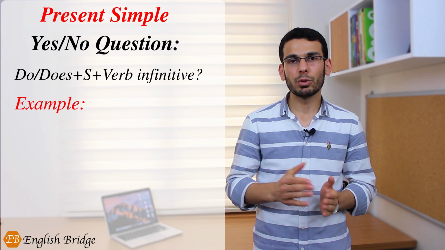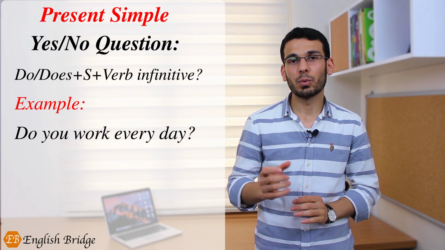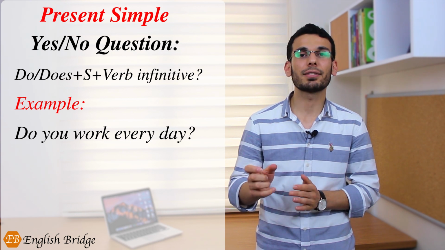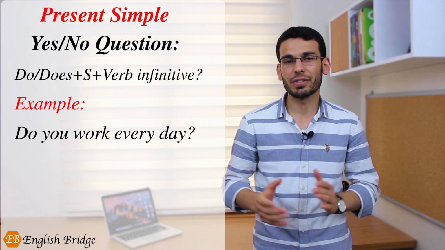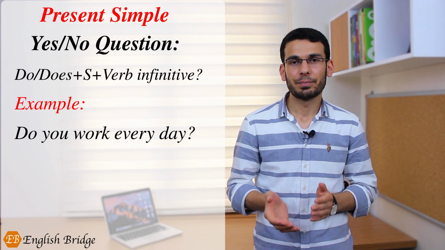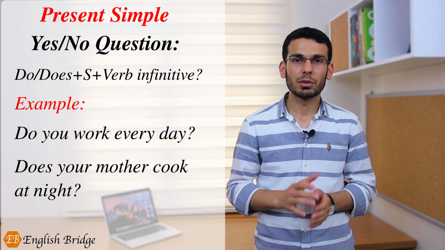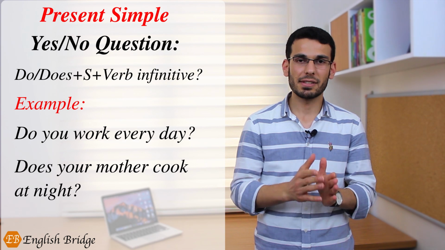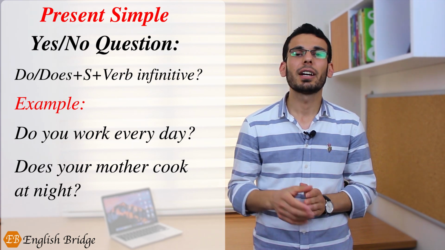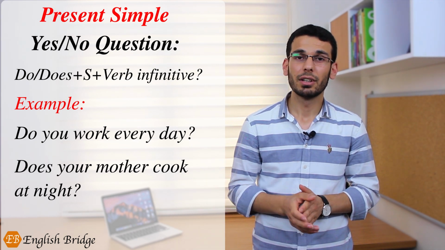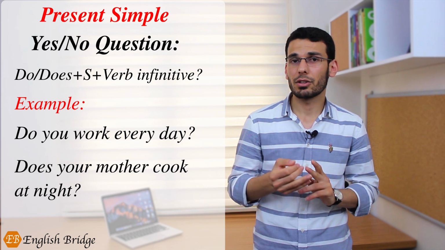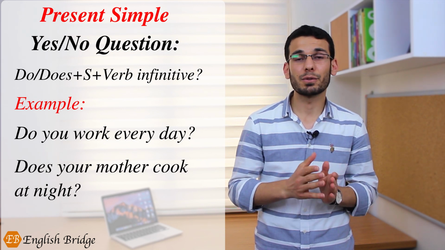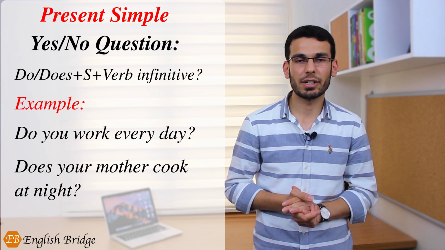Examples. Do you work every day? So we have do followed by subject, which is you, and after that we have a verb, work, verb infinitive. Another example could be does your mother cook at night? So we have does followed by your mother, and then we have verb infinitive, which is cook. Of course, we use do with I, they, you, we, and plural nouns, and we use does for he, she, it, and any singular noun.